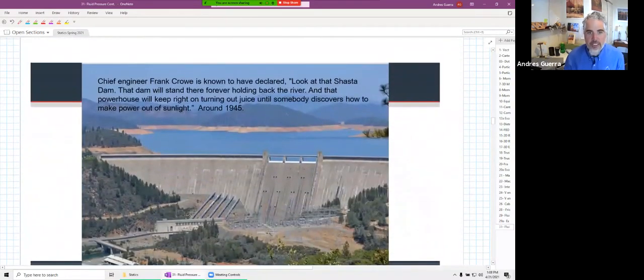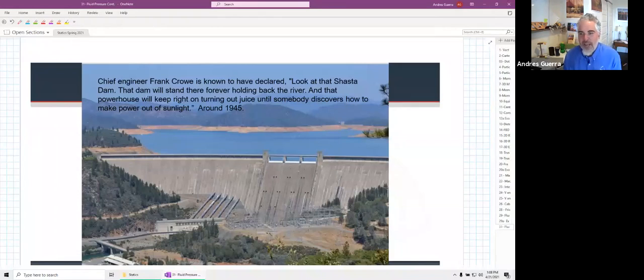designed for that 267,000. And then I just had to show this picture because the chief engineer, Frank Crowe, who was also the chief engineer on Hoover Dam, declared, look at that Shasta Dam. That dam will stand there forever, holding back the river, and that powerhouse will keep right on turning out juice until somebody discovers how to make power out of sunlight. And that was said around 1945.